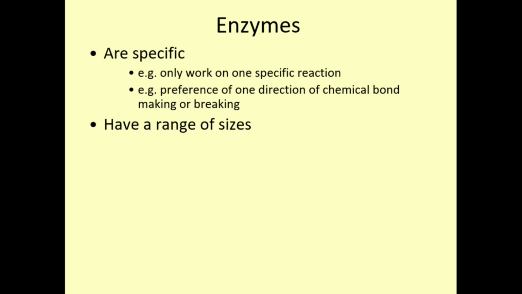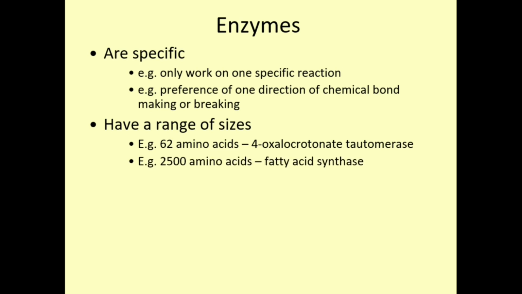And they have a range of sizes, so they are just the right shape and size to do the job they need to do. One of the smallest that we know of is only 62 amino acids long. So it'll have 62 amino acids in its primary structure. And that one is called 4-oxalocrotonate tautomerase. And then one of the largest that we know is about 2,500 amino acids long. And that one's called fatty acid synthase.